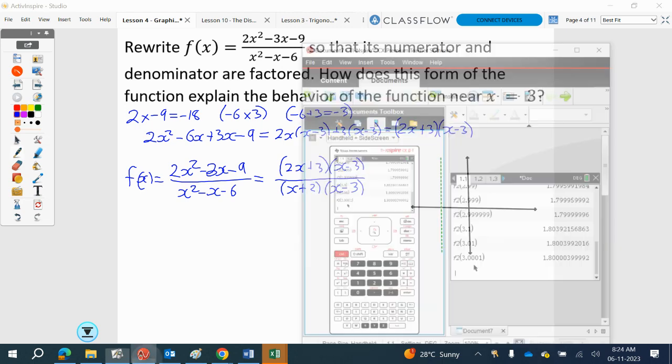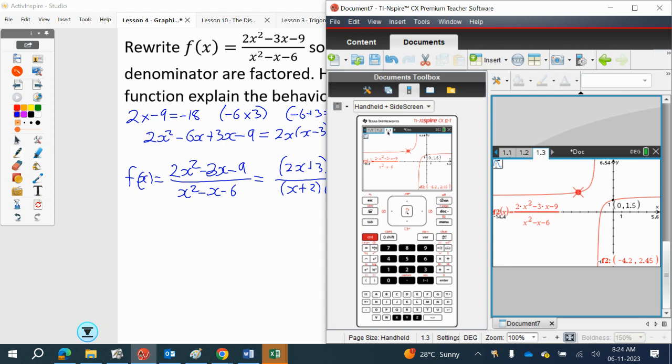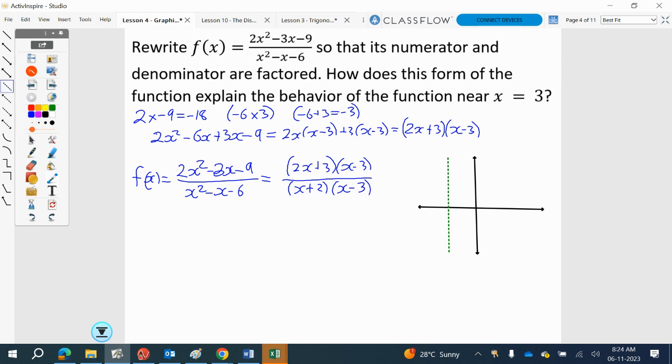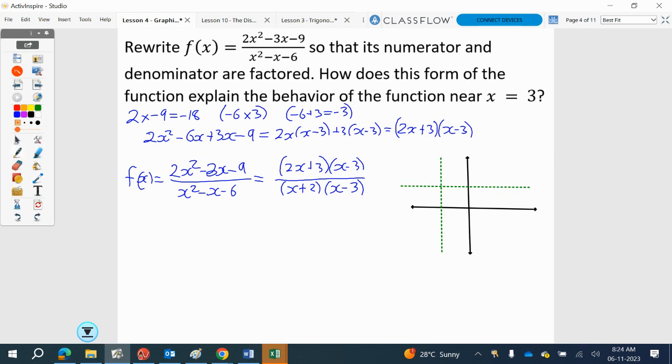When we graphed it on our calculator, it looks like this. So, what's our horizontal asymptote? This is going to have a horizontal asymptote at y equals 2. It's going to have a vertical asymptote at x equals negative 2.